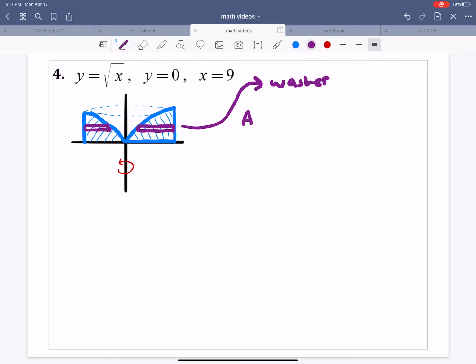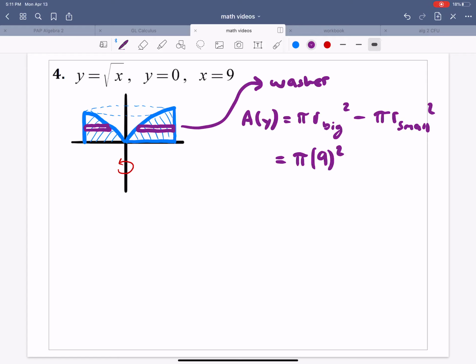So to find the area of a washer, remember, we do pi R big squared minus pi r small squared. So let's identify what is the big radius and what is the small radius. If you look at your cross-section, the big radius is always going to be this length right here. So it's always going to be out to x equals 9. So I can plug that in for the radius of my big circle.